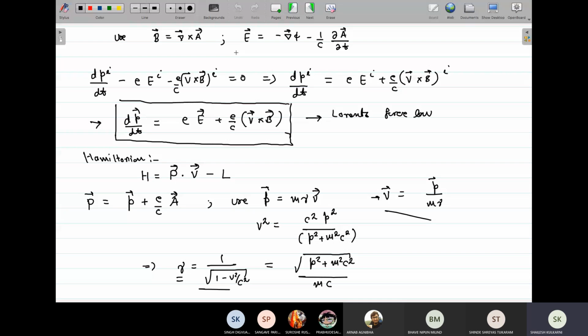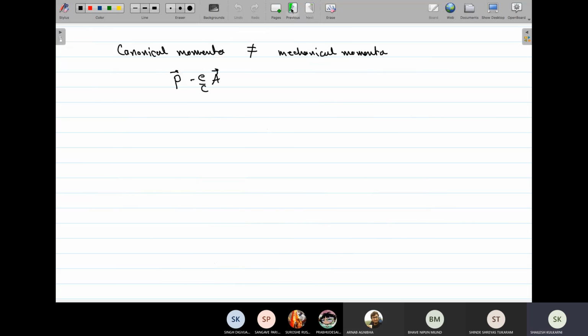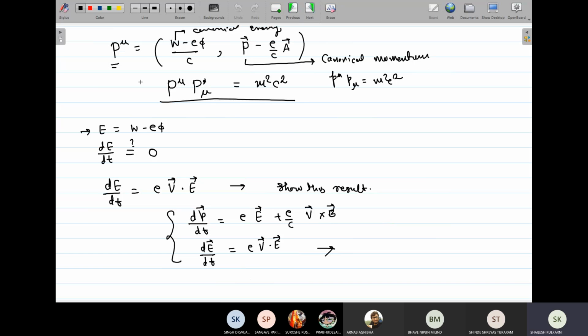Sir, so my canonical four momenta and my mechanical four momenta, they are consistent in the sense that their scalar product with itself is always m square c square. Yes. We want some invariants. This is one of the invariants, P mu P mu equal to m square c square. Can you please explain how capital P mu is m square c square? Capital P mu is here, right? Where I have defined here.